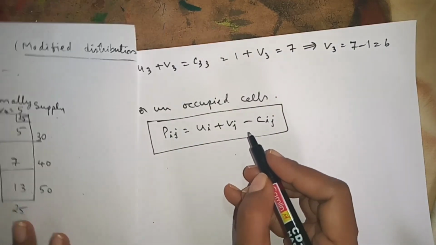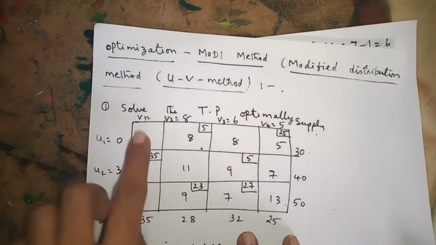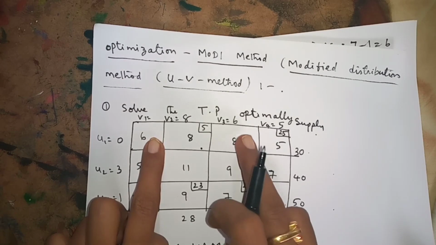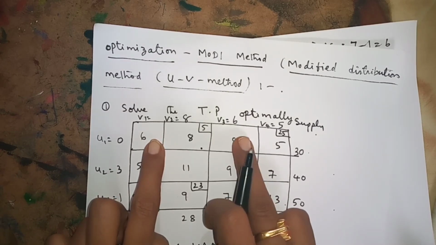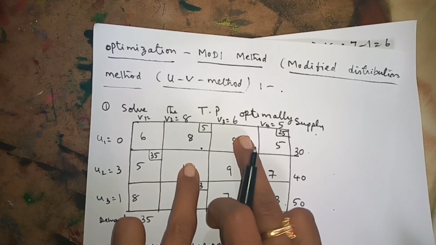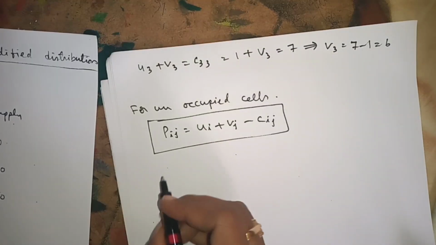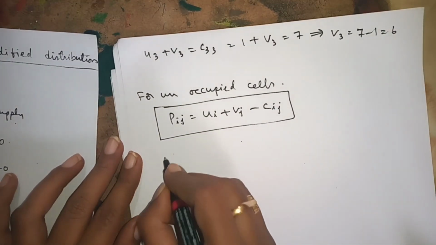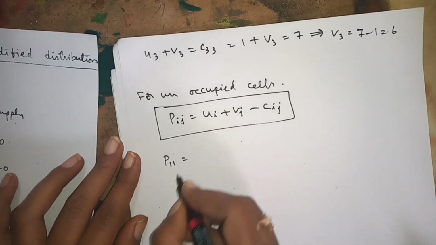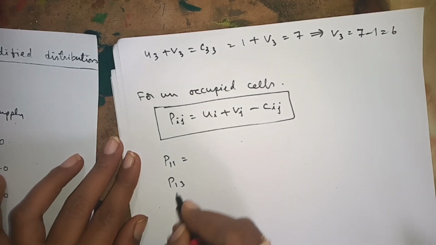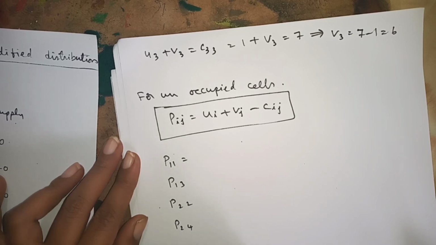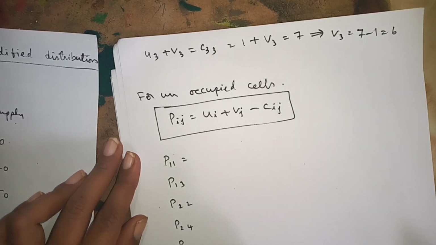How many unoccupied cells are there? Here the unoccupied cell places are first row, first column. This one is first row, third column. And this one is second row, second column, like that. First I will write P11, P13, next P22, P24, next P31, P34.